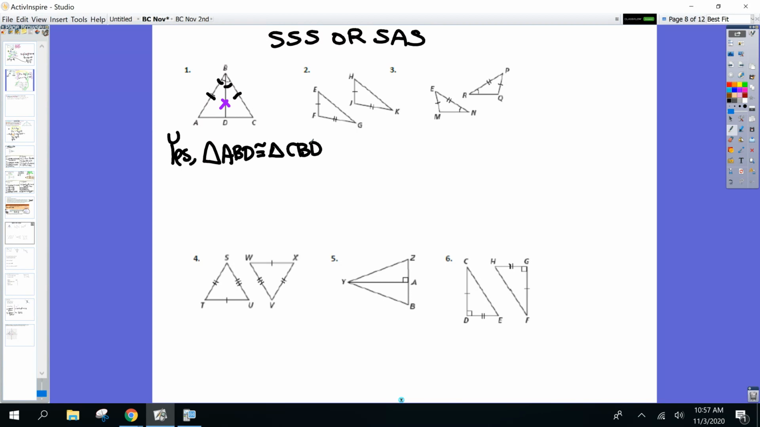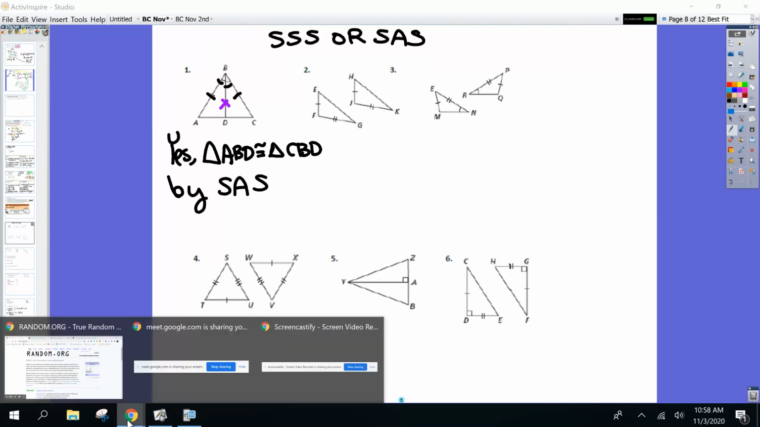And then if you read the directions, it says, what postulate are you using? We are using side, angle, side. All right, does everyone see the side, angle, side occurring? Reflexive side, your shared side. All right, let's move. How about number 2?